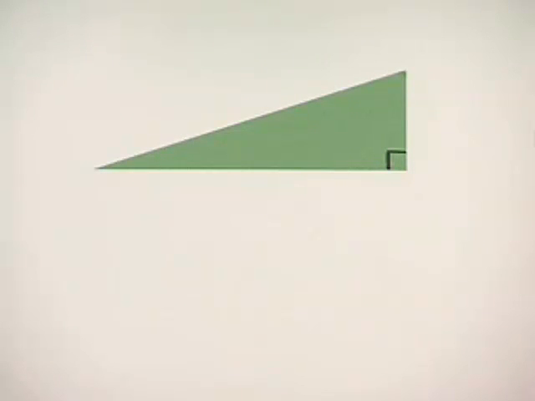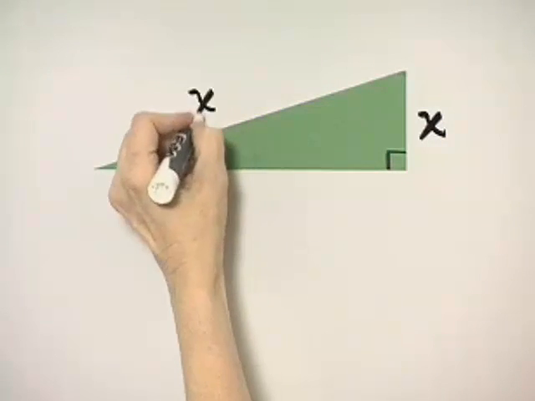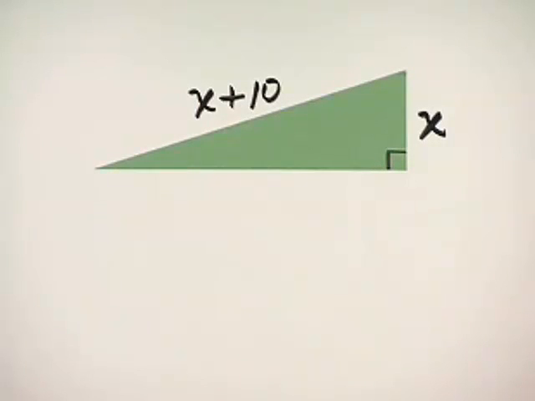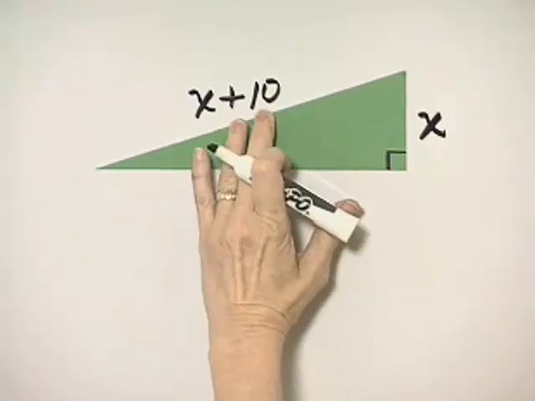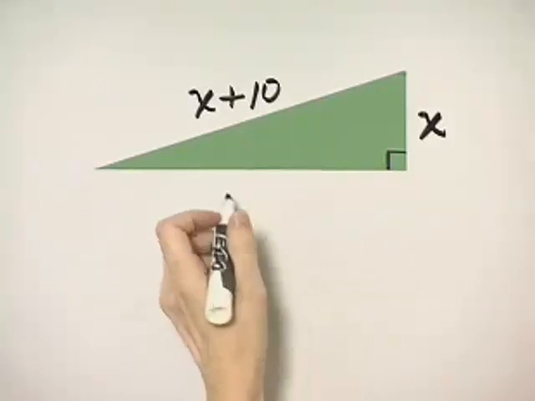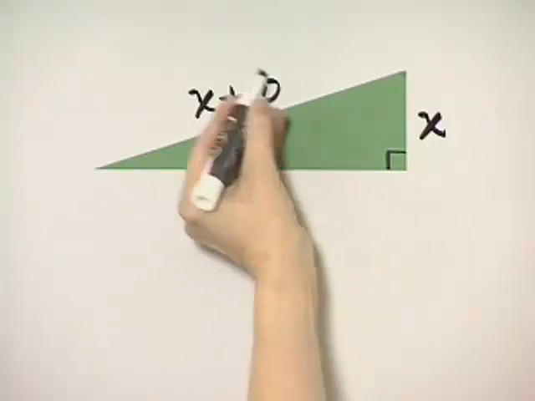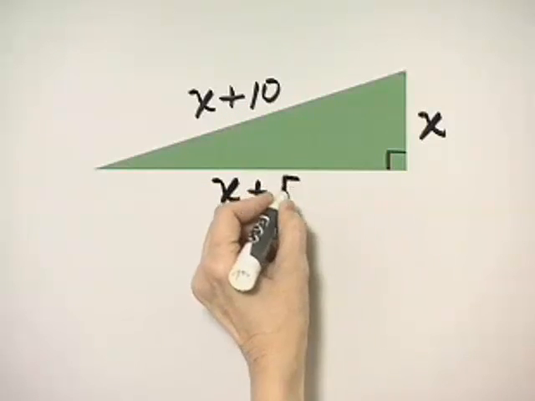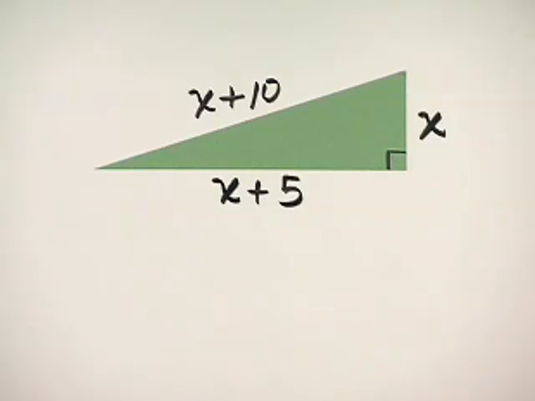So we want to find the lengths of the sides of a right triangle. The hypotenuse is 10 centimeters longer than the shorter leg. So I'll let x represent the length of the shorter leg, which means x plus 10 represents the length of the hypotenuse, and then this hypotenuse is also 5 centimeters longer than the longer leg. If this is 5 centimeters longer than the longer leg, that must mean the longer leg is this minus 5, or x plus 5. So there we've labeled the sides of our right triangle.